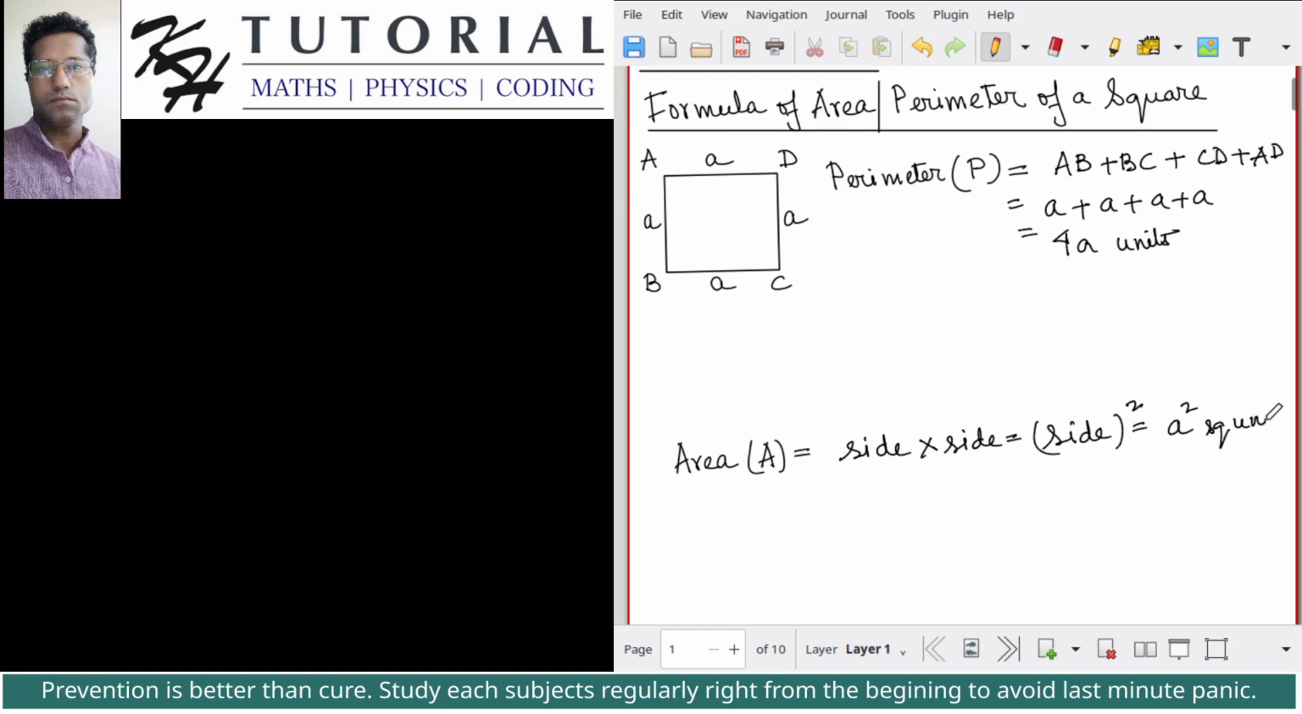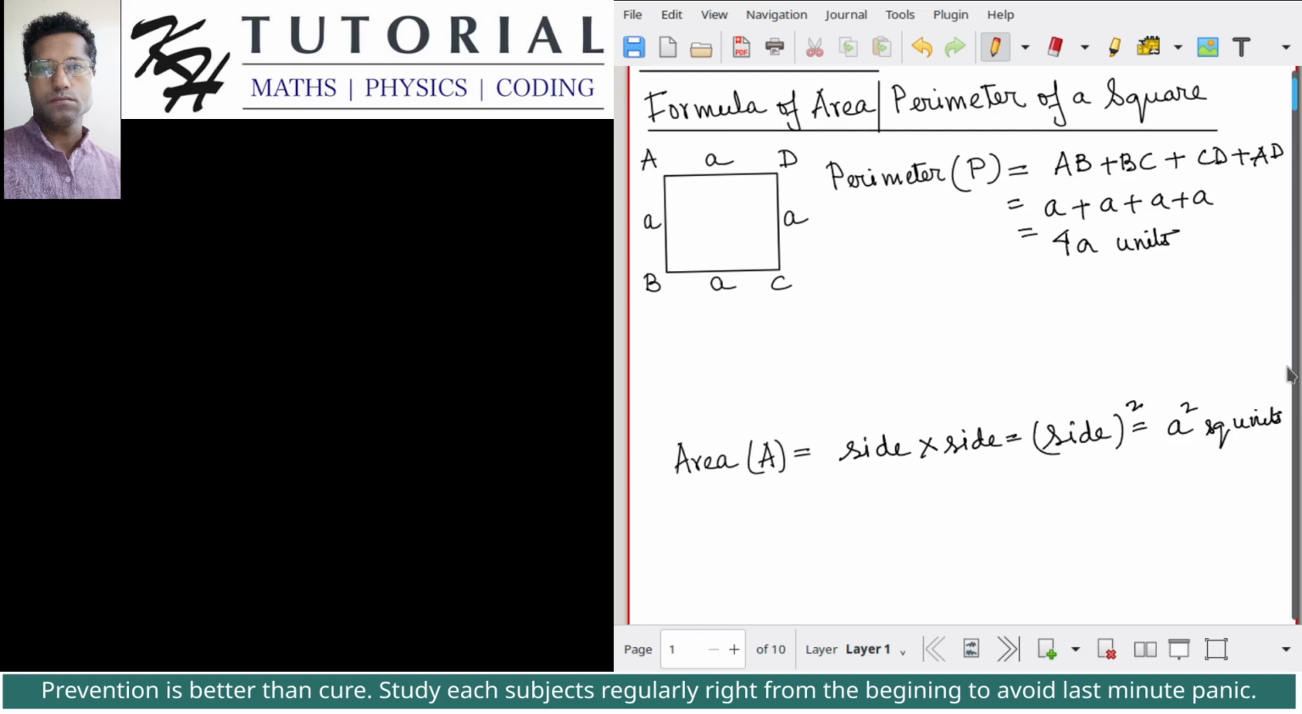units. The area of a plane figure is always in square units, where the units can be centimeter square or meter square, depending on the unit of the side of the square. If it is in centimeter, then the area of the square will be in centimeter square, and if the length of the side of the square is in meter, the unit of the area will be meter square or square meter.